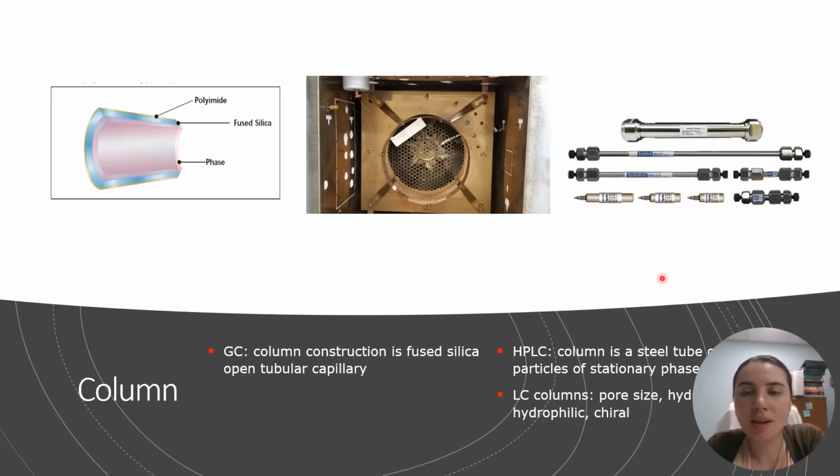For HPLC, the column is a steel tube filled with particles of stationary phase. The LC columns are much more diverse. They can be thicker, they can be thinner, they can be longer, they can be shorter. And the material varies based on the criteria that you want to use to separate the components of your mixture. So pore size, hydrophilicity, hydrophobicity, chirality even. You have a lot more diversity in choices in HPLC columns.